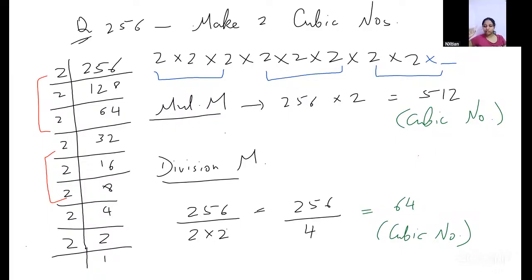So since I need one more 2, with that 2 only I will multiply my original number, that is 256 here. Because I need only one more 2, with 256 I'll multiply that. What I will get will be my answer, the cubic number. Yes, ma'am. Now I understood.